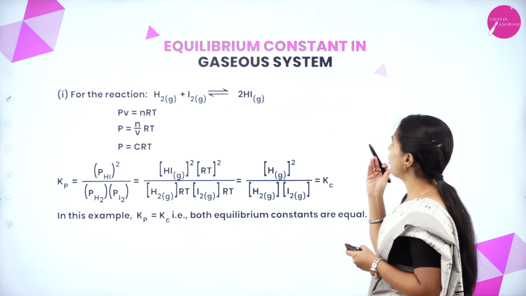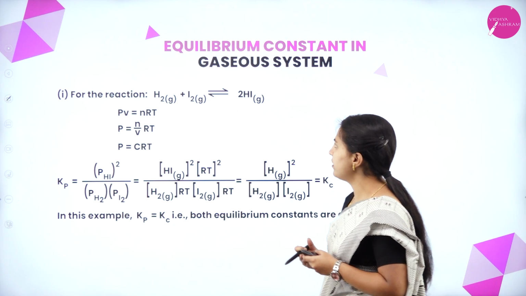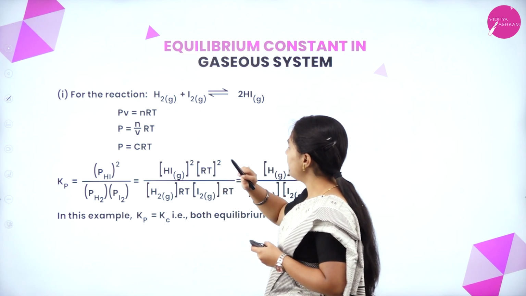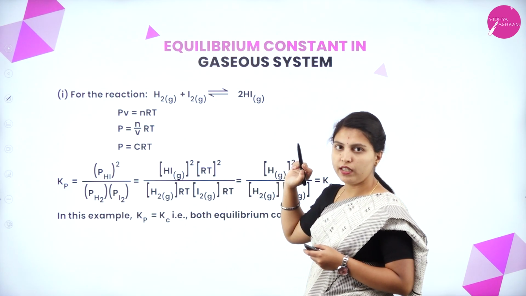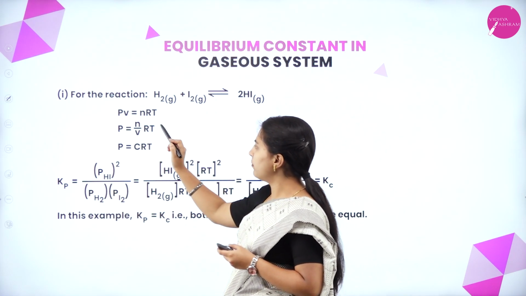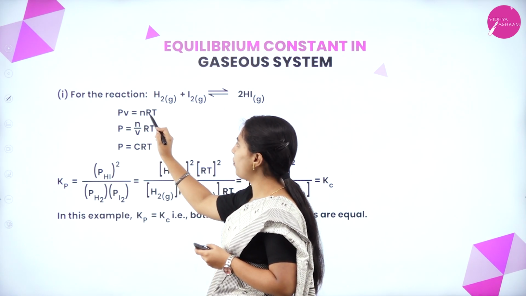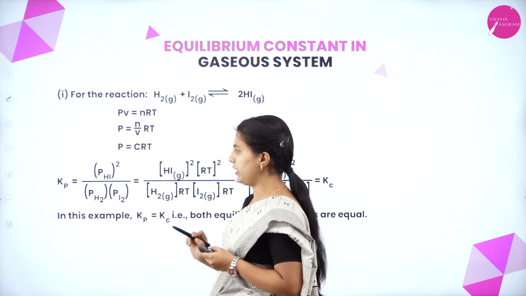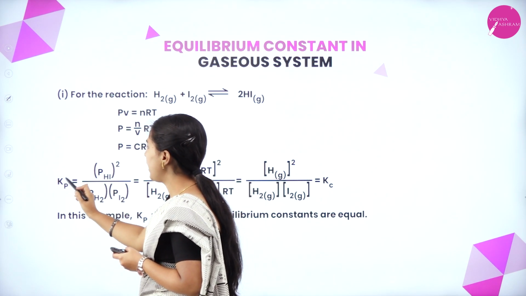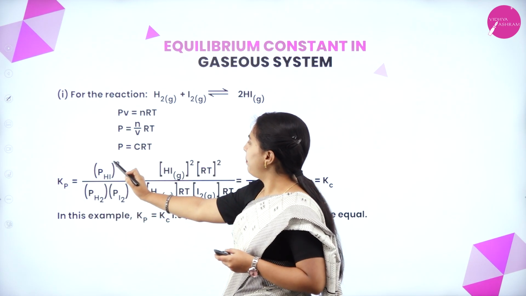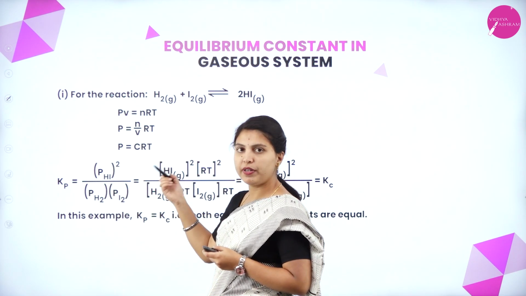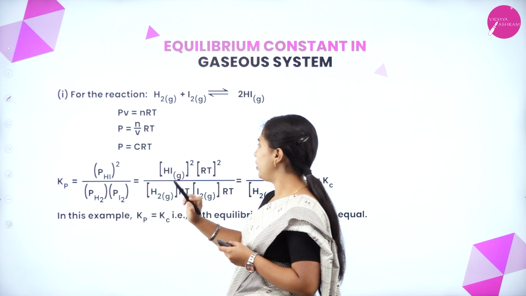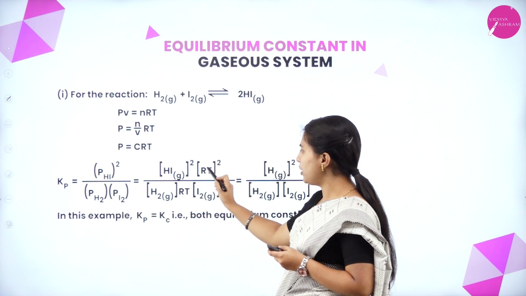Next, equilibrium constant in gaseous state. For the reaction, hydrogen and iodine form hydrogen iodide. So, the same formula we have to use. PV equals nRT, P equals n by V into RT, P equals CRT. What are they showing here? Kp equals PHI to the power 2 divided by PH2 into PI2, equals HI in gaseous state into RT.